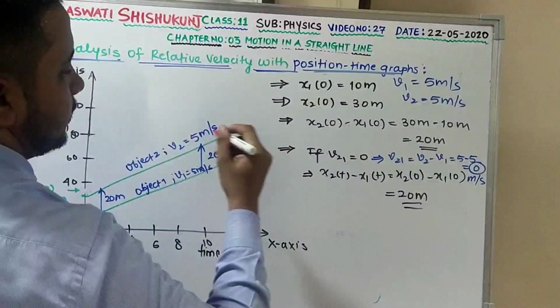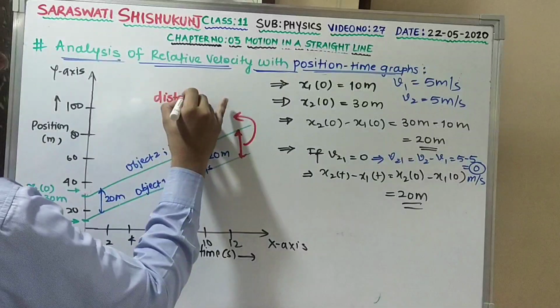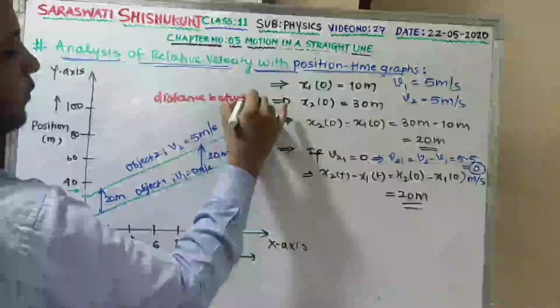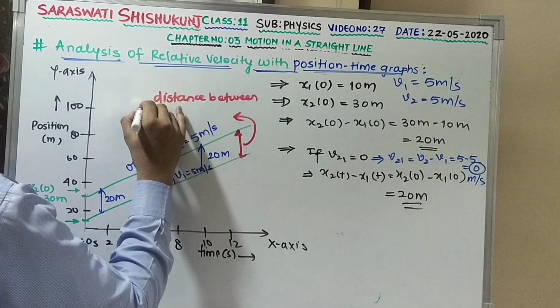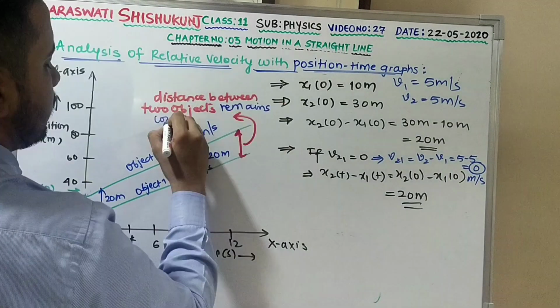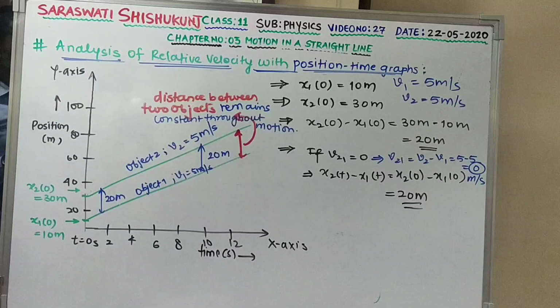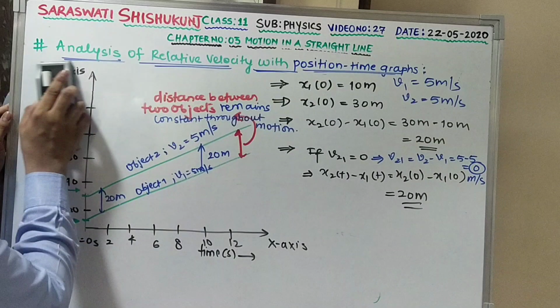What can I observe here? The distance between two objects remains constant throughout the motion. Is this clear? This whole graph is perfectly clear. Okay, moving to the next case.